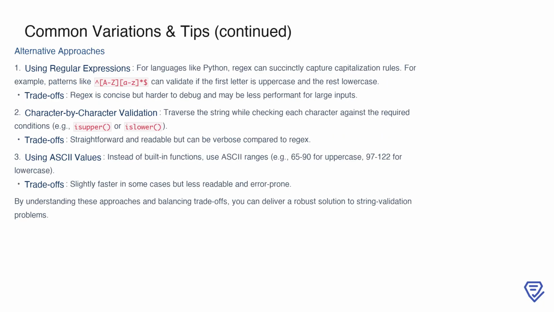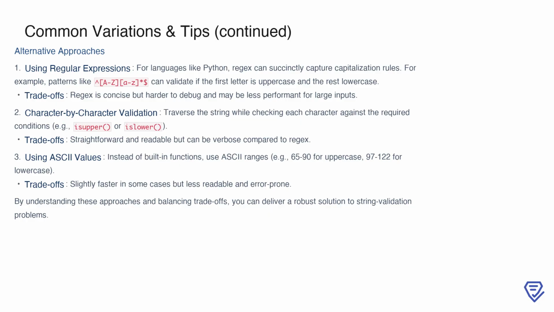When solving string validation problems, there are alternative approaches you can consider. Using regular expressions, for instance, is a concise and powerful way to define capitalization rules. In Python, a pattern like ^[A-Z][a-z]+$ can validate if a word starts with an uppercase letter followed by lowercase letters. However, regex can be harder to debug and may be less efficient for large inputs.